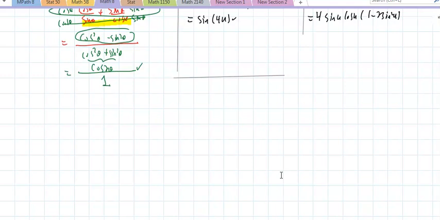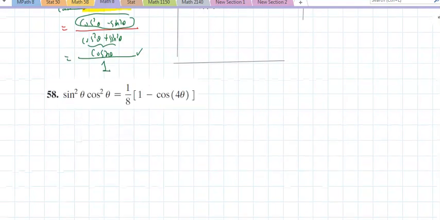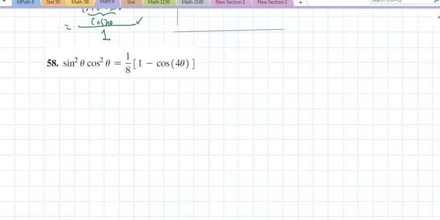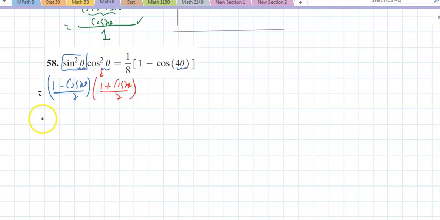Now let me look at a few more. Looking at number 58, I want those to be the same. Left or right, I'm going to start with the left, and I notice that these angles are not the same again. And I notice the angle is up. Since this is a square, not a double, well, I know this is 1 minus the cosine of 2 theta divided by 2. And I know that this is 1 plus the cosine of 2 theta divided by 2. And if I combine those, that is all over 4. And the top, I know that a minus b into a plus b is a squared minus b squared. So when I FOIL the top, that's the first squared minus the second squared.